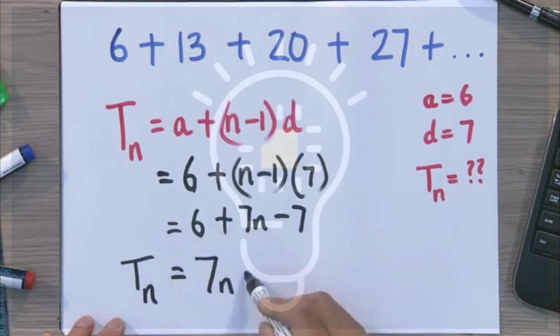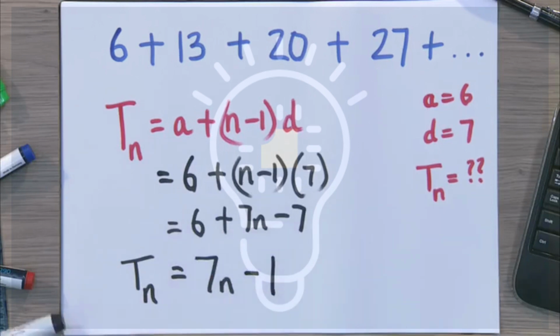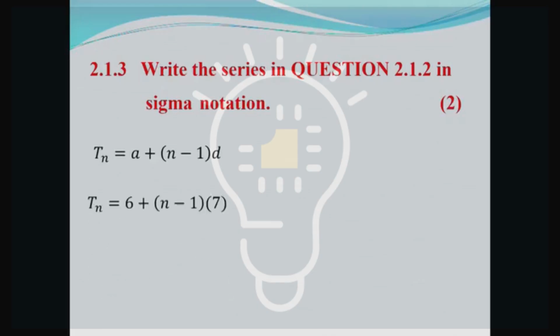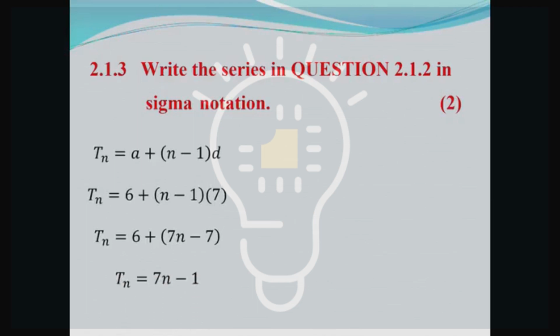6 minus 7 is minus 1, right? Now, let's have a look and see whether this is what our equation really works out to be. And there we see on the monitor, there we have our general term. So how do we write this now in sigma notation? Well, there's the answer given to us.